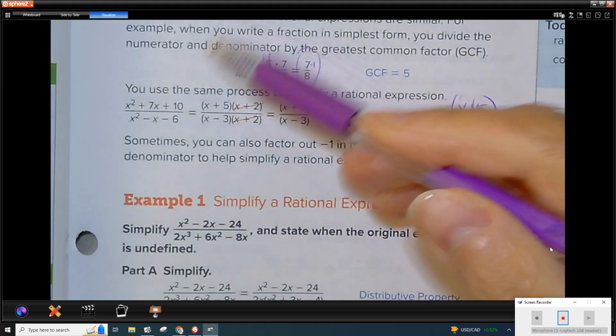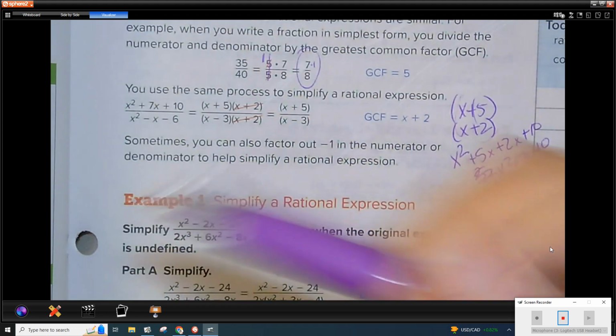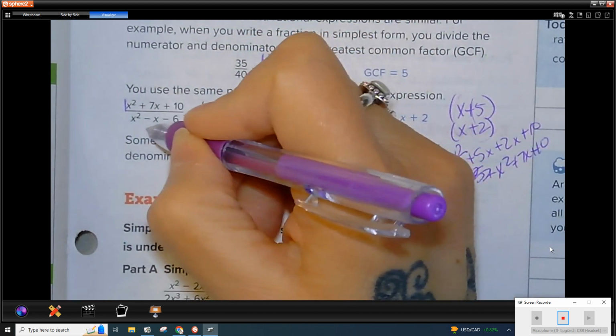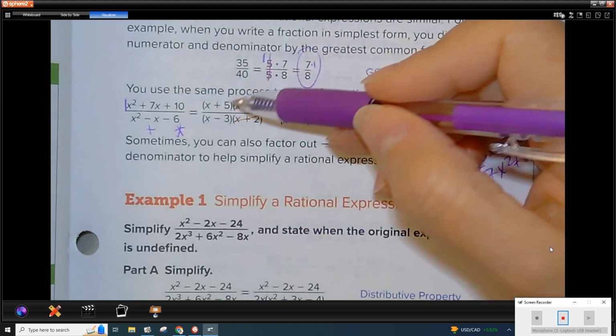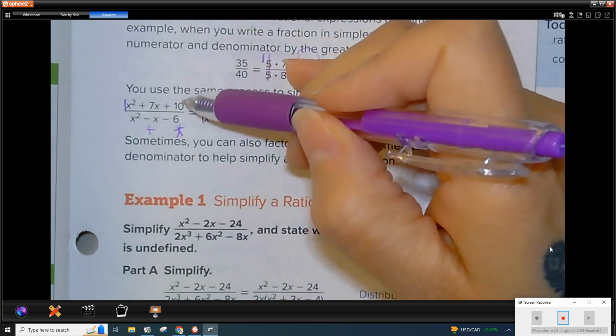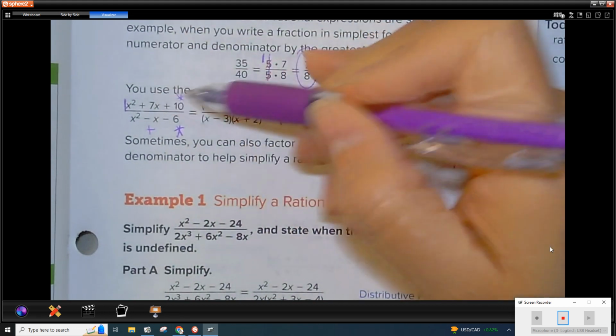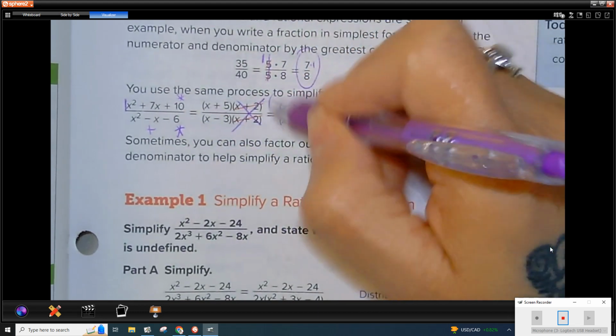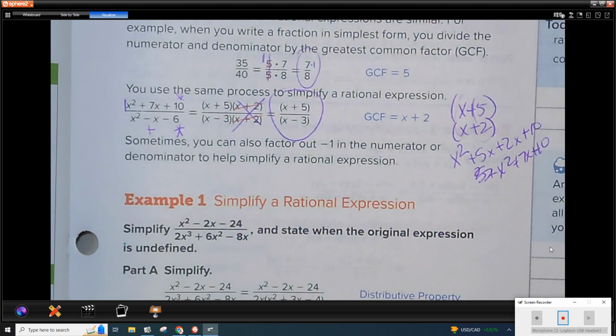So when we factor these two things, since a is 1, you're able just to think what multiplies to negative 6 and adds to negative 1, negative 3 and 2. What multiplies to 10 and adds to 7? Since these are both positive, these are both positive. Now those cancel, and this is your final answer.